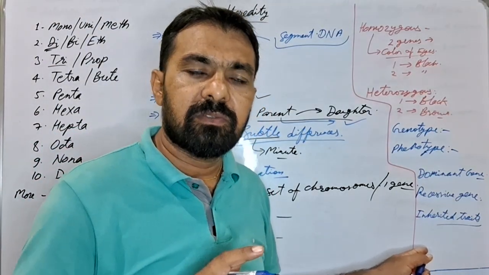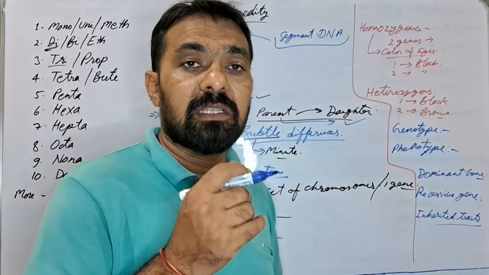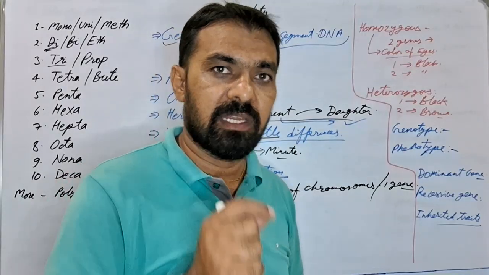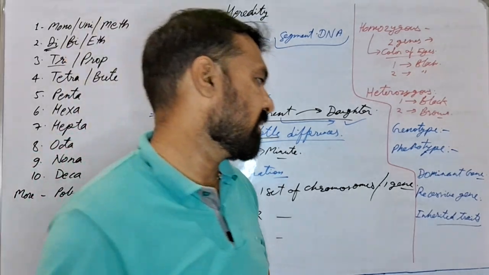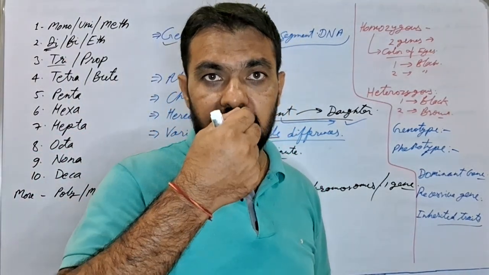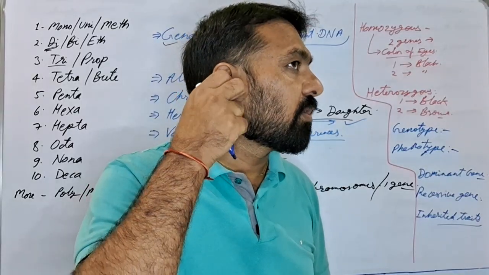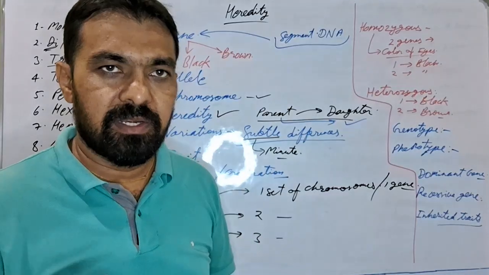Inherited traits are the traits which are being controlled by our DNA. These are the characters which transfer from one progeny to the next progeny, such as color of eyes, shape of nose, position of ear. These are the inherited traits.